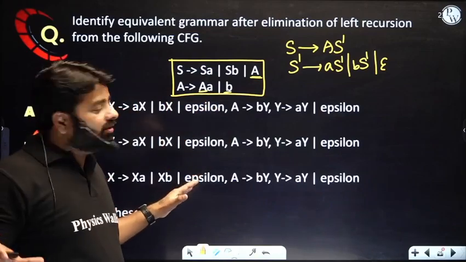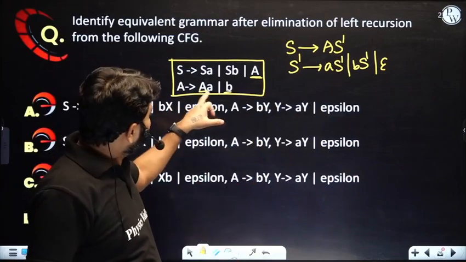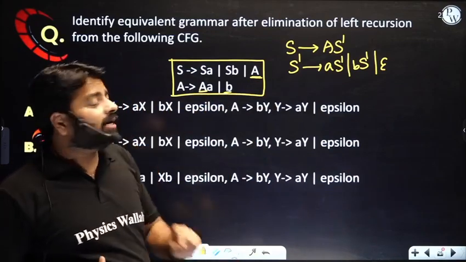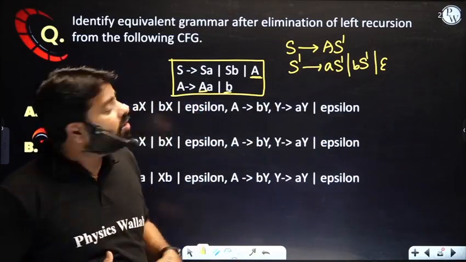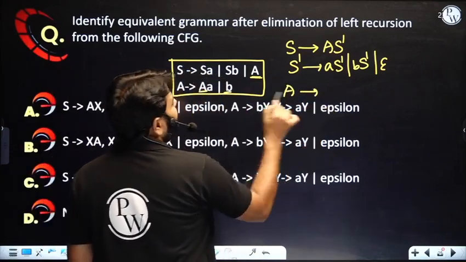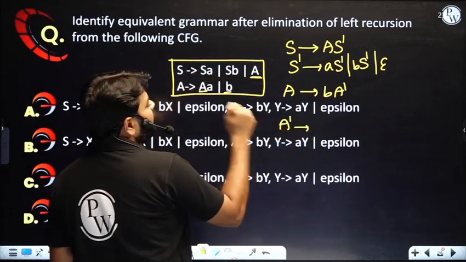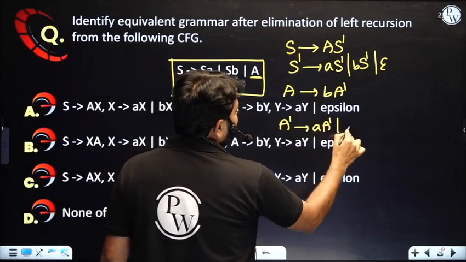Job is over. So in step 2, you do not need to substitute anything because there is no capital S in A productions. Fine, directly eliminate it. What happens? A derives B A dash. And what is A dash? That is A dash derives small a A dash or epsilon.